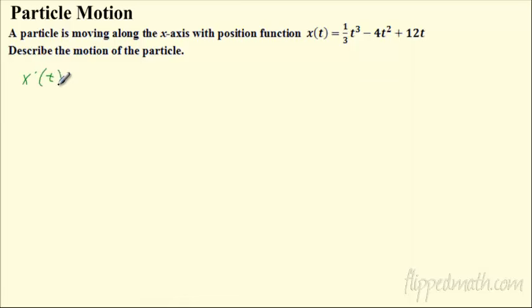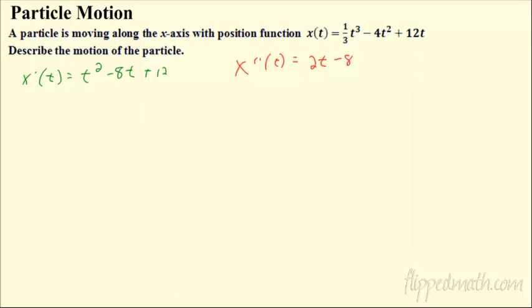If I look at the first derivative of this particle on the x-axis, the first derivative will be what? That should just turn into t squared minus 8t, and then plus 12. So there's the first derivative. The other information I'm going to need is the second derivative. I'm going to put the second derivative over here. So here's the acceleration. What is the derivative of that? It looks like it's going to be 2t minus 8.